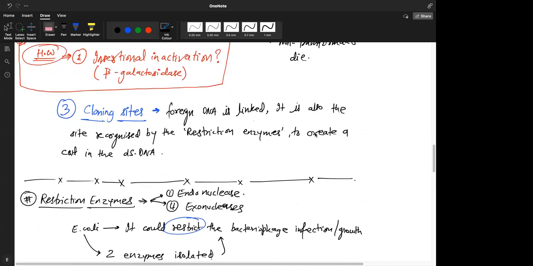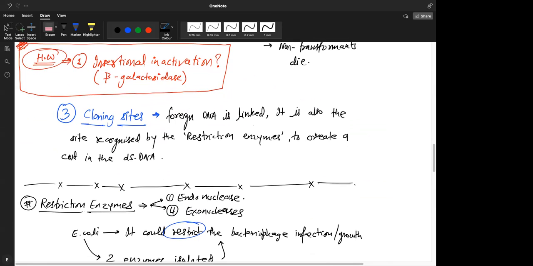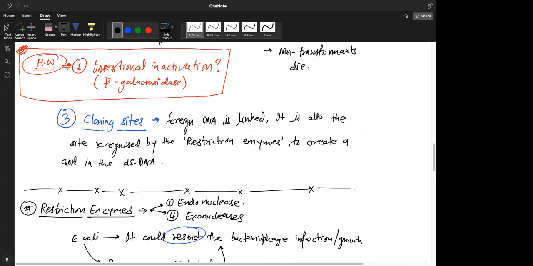Yes, correct. Then we talked about cloning sites, where the foreign DNA is linked to the vector. It is also the site recognized by the restriction enzymes to create a cut in the DNA. I have very bad handwriting, and it becomes even worse when I get conscious about it.